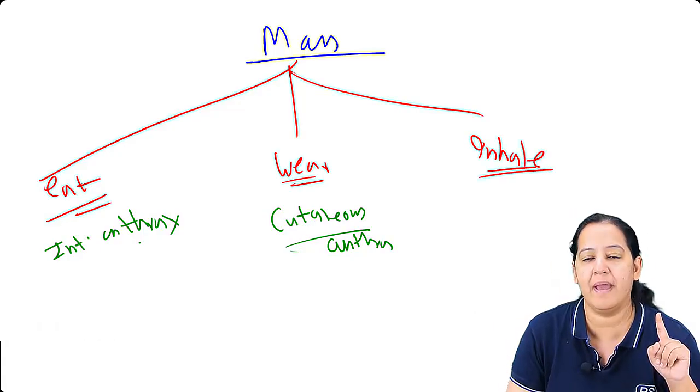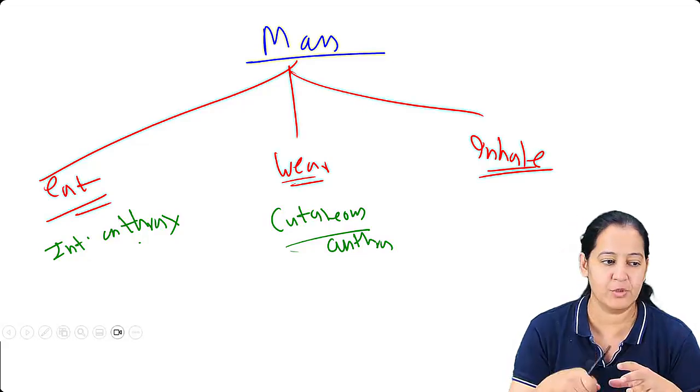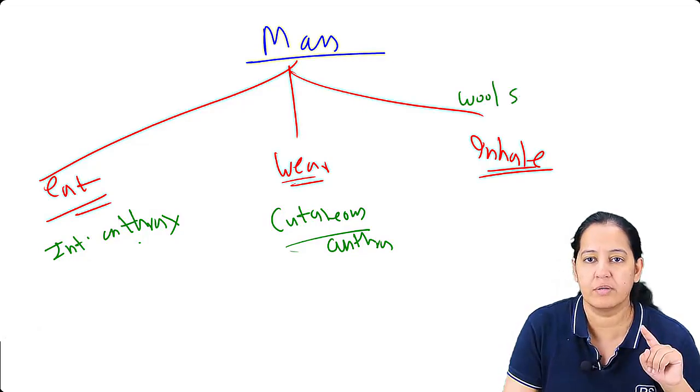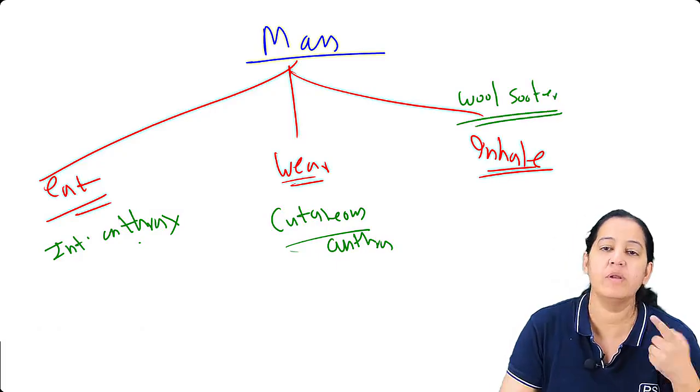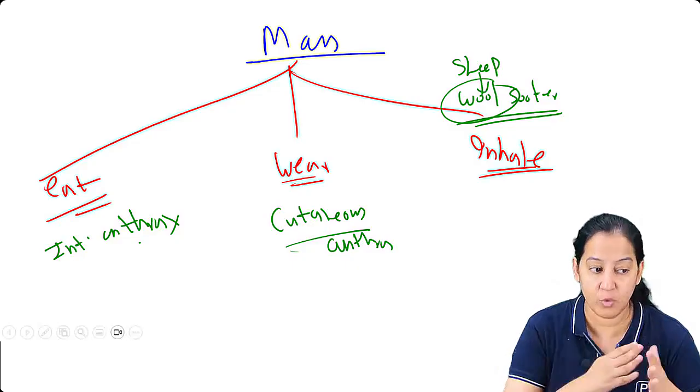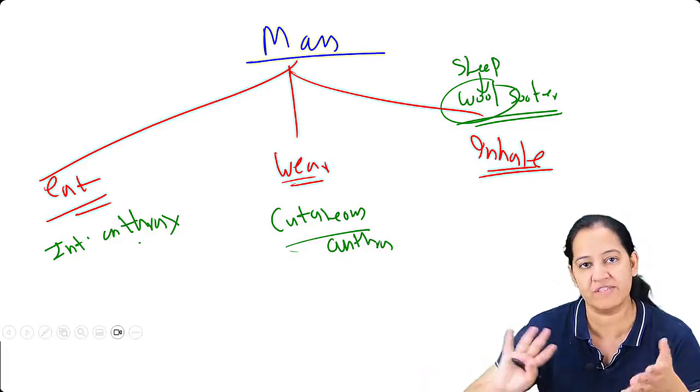Inhale. What do you mean by inhale? Imagine who makes the sweater. There is a person who is known as a wool suitor. Who is a wool suitor? Wool is obtained from which animal? Sheep. From the sheep we get the wool, and there's a person who suits the wool and makes sweaters for all of us and sells it in the market.